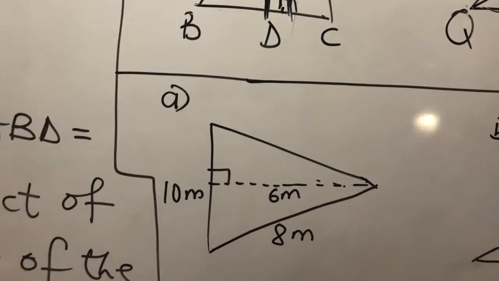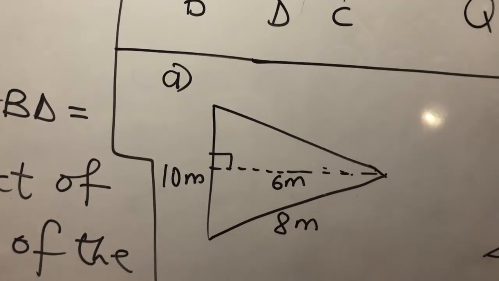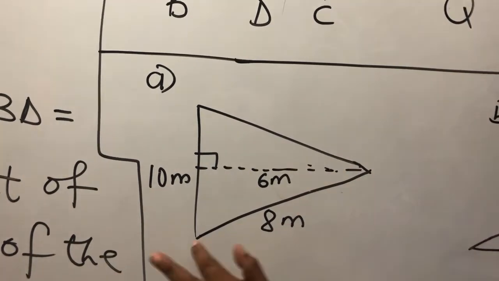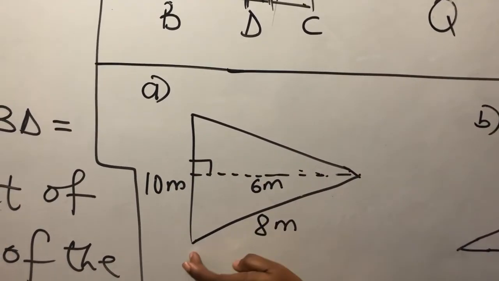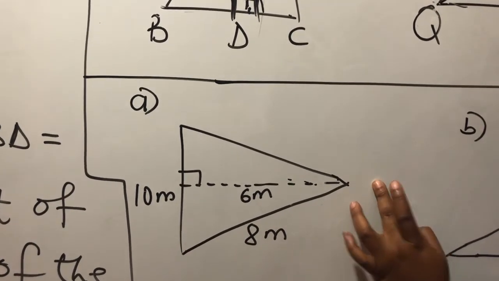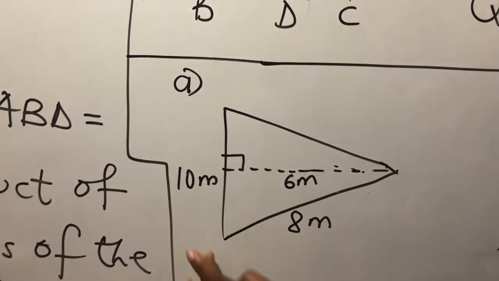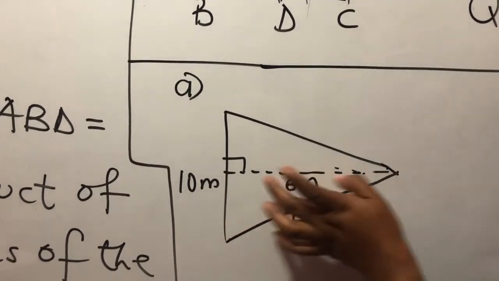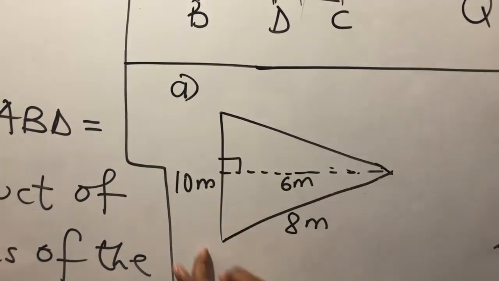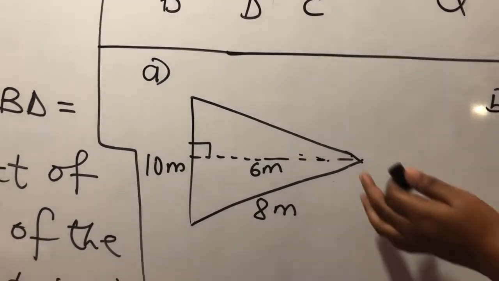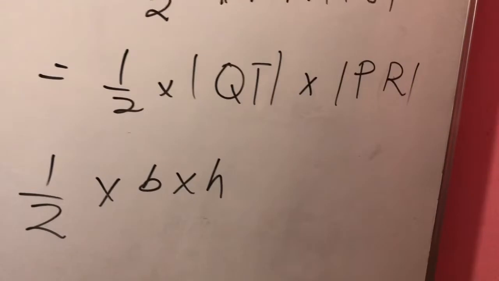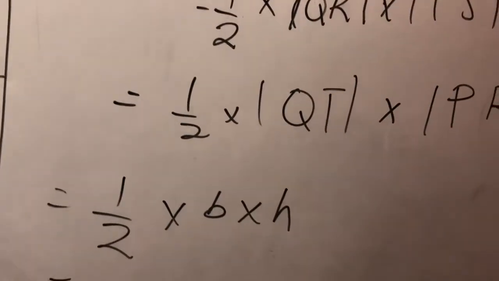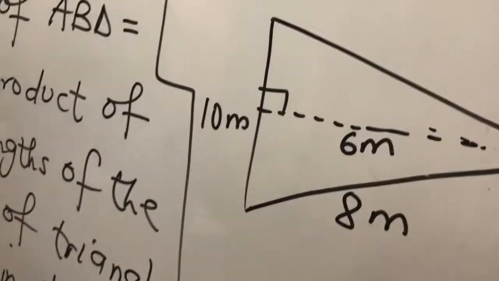What is its corresponding base? The length that is forming a right angle with it. You cannot pick 8 centimeters. Why? Because this height here is not forming a 90 degrees angle with this length. It is forming a 90 degrees angle with this length. So this is the height and this is its corresponding base. So the area of this figure is half base times height, which we all know as the formula for finding the area of a triangle. And the base here is 10.